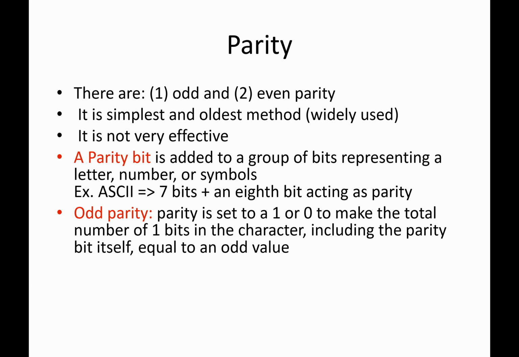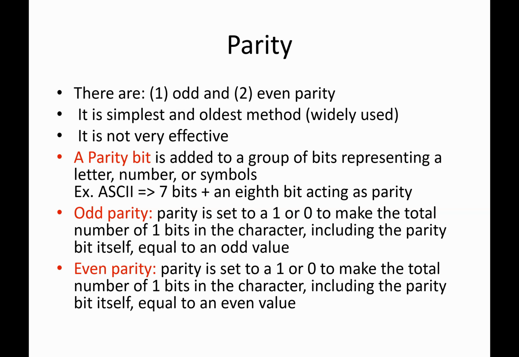So we could use the 8th bit there to represent our parity bit. Okay. Now, what we do is we just make the most significant bit, or the parity bit, either a 1 or a 0, to make the number of ones in our 7 bits overall odd or even. It's easy to show an example here.